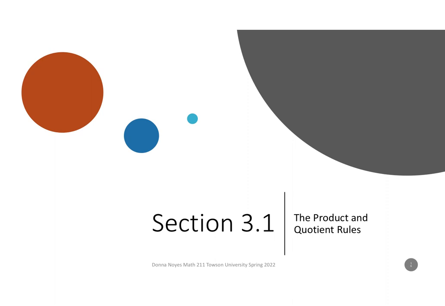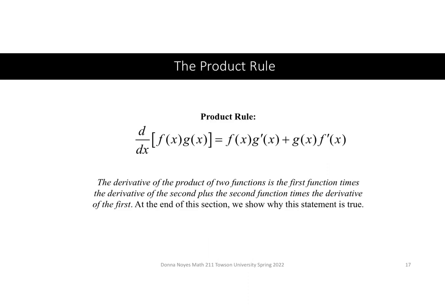The first topic we're going to cover in section 3.1 is the product rule. What does the product rule say? The product rule says that if I have two functions that are multiplied, we'll call one f of x and the other g of x, then their derivative has to be affected by both.